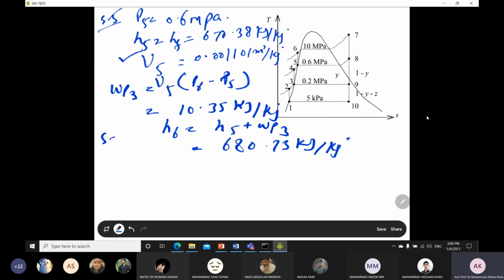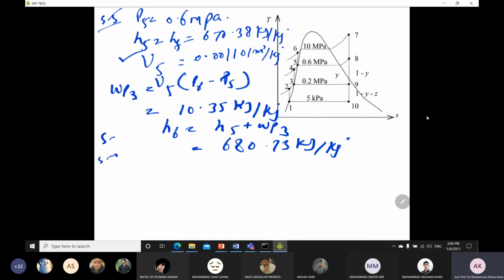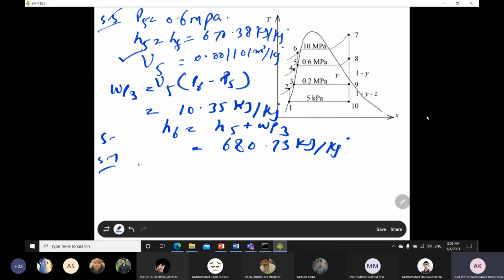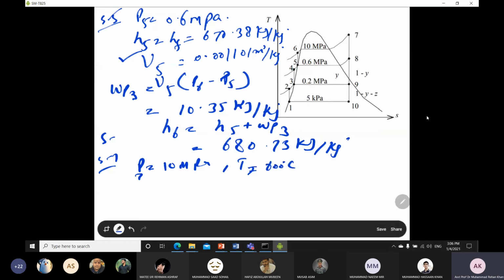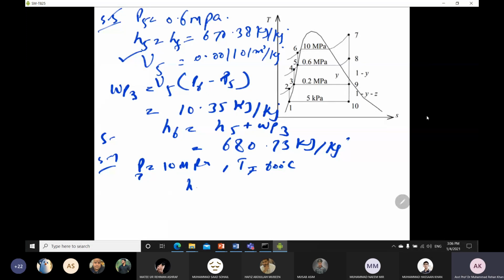So we will start from state 7 now. State number 7 is already in the superheated state and the pressure is known to us, which is 10 megapascal, and your temperature is also known to you, 600 degrees Celsius. You just have to go to your superheated steam table and find out the value of enthalpy against your pressure and temperature. So it turns out H7 is equal to 3625.8 kilojoule per kg, and you also have to find the entropy value, 6.9045 kilojoule per kg Kelvin. Okay, so H7 is also known to you now.